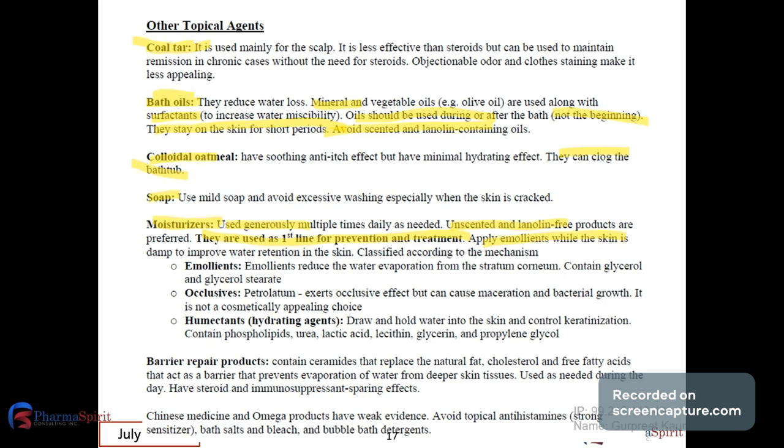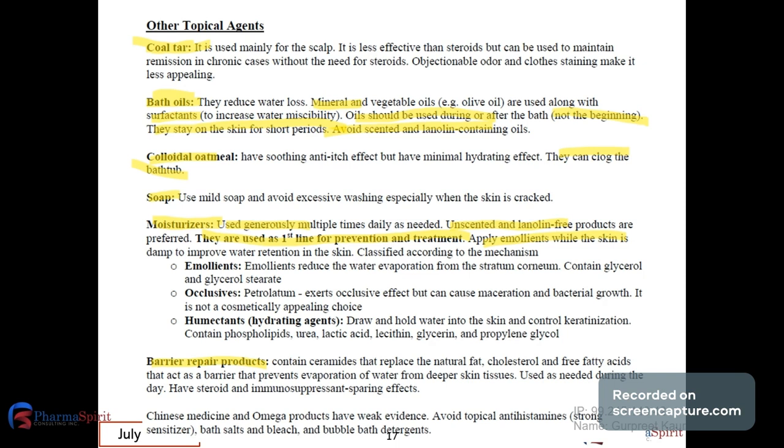We have also another class of agent that's called barrier repair products. So what is the barrier? Our skin naturally has fats in it. And these fats are supposed to prevent the evaporation of water from the deeper skin tissue. So our skin usually has fat. This fat is mainly coming from fatty acids and cholesterol. So the problem in patients who have eczema and atopic dermatitis is because of the excessive dryness of the skin, they lose the fatty acids and the cholesterol, which again act as a barrier to prevent the evaporation of the water from the skin. So that's why we call these barrier repair products.